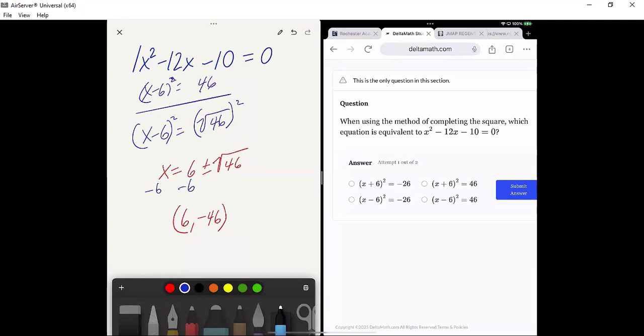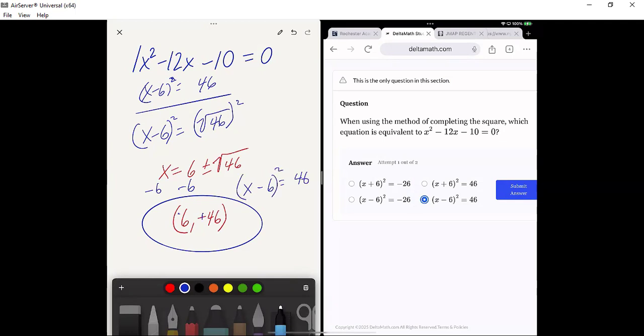So here is what they want. So the answer would be this one, right? So it's a positive 46. And on the left-hand side, it should be minus 6. So this is our answer. So basically, I took x minus 6, this part, equals 46. Just have to square it.